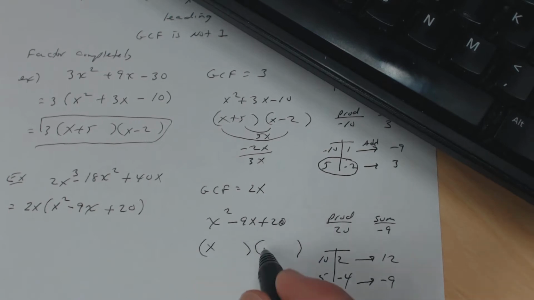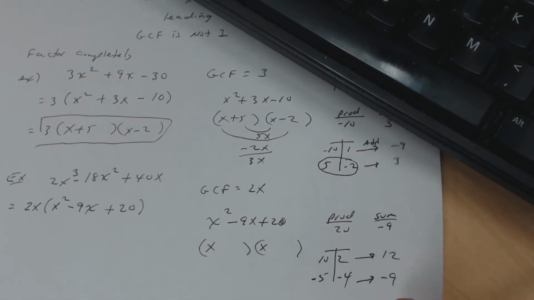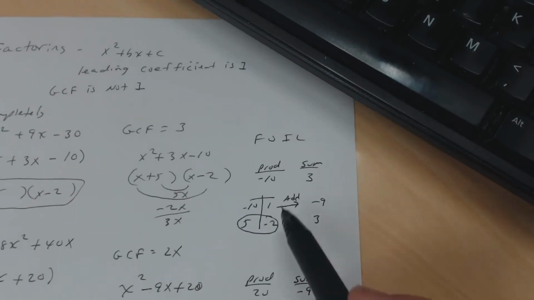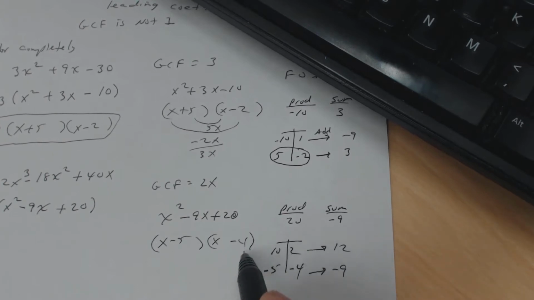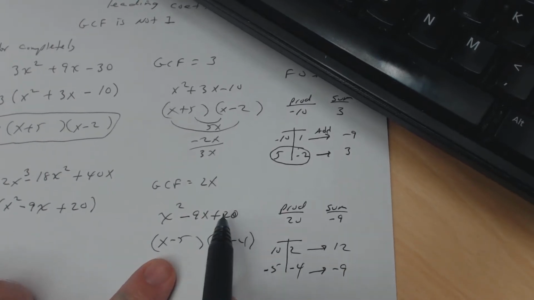So I'm going to have x times x is x squared, using the idea of FOIL. First times first is x squared. Now when you go to the last terms, you're going to put a negative 5 and a negative 4. Negative 5 times negative 4 is 20.